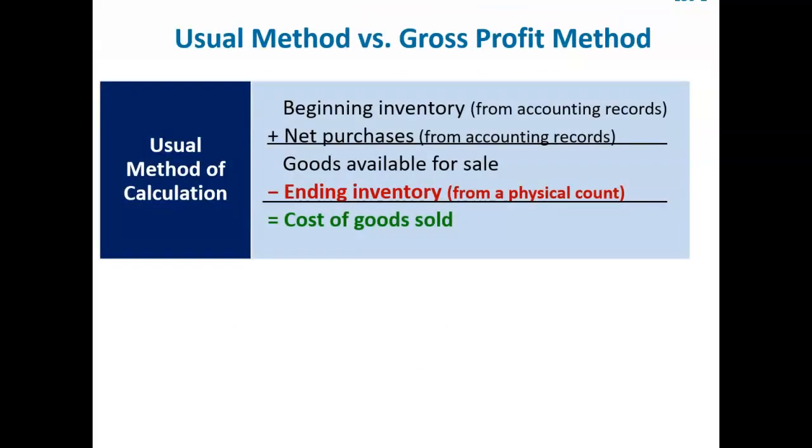Let's compare the gross profit method with the way inventory and cost of goods sold normally are determined. Usually, in a periodic inventory system, ending inventory is known from a physical count, and cost of goods sold is derived as follows: beginning inventory from the accounting records plus net purchases also from the accounting records equals goods available for sale minus ending inventory from a physical count equals cost of goods sold.